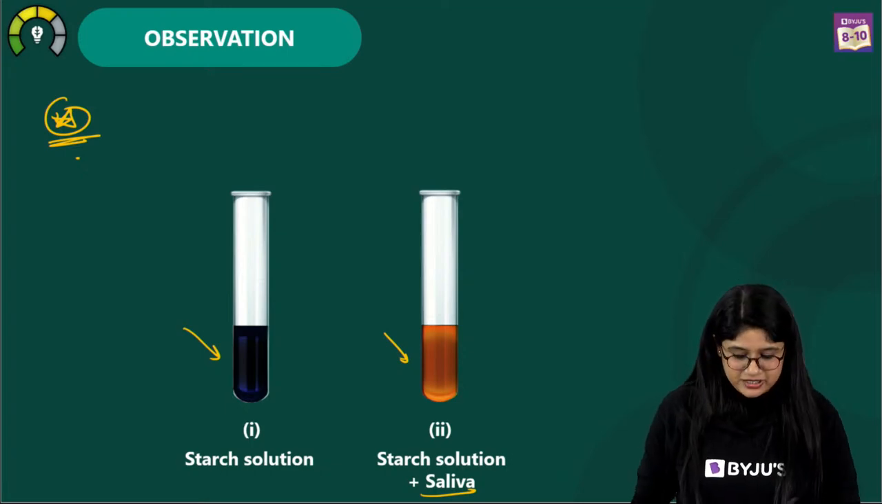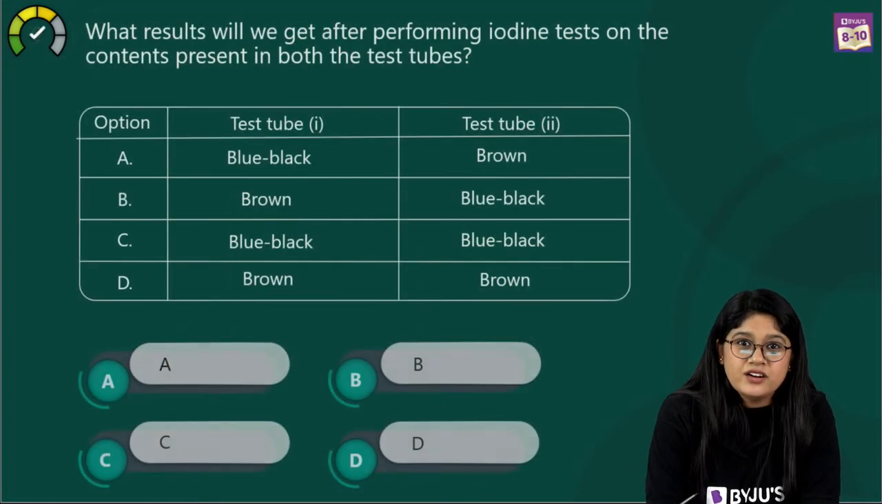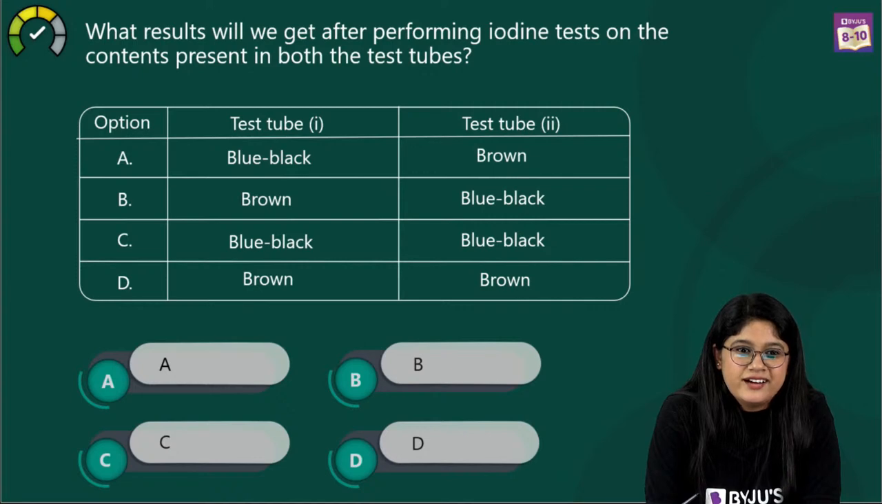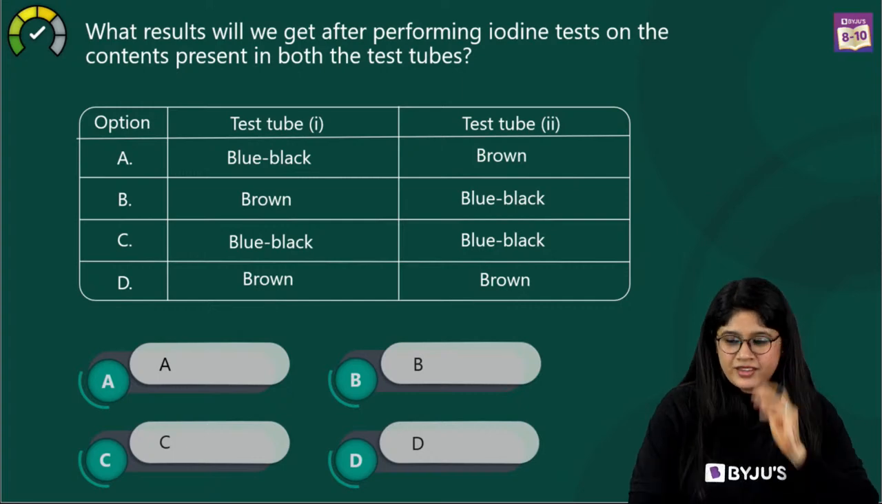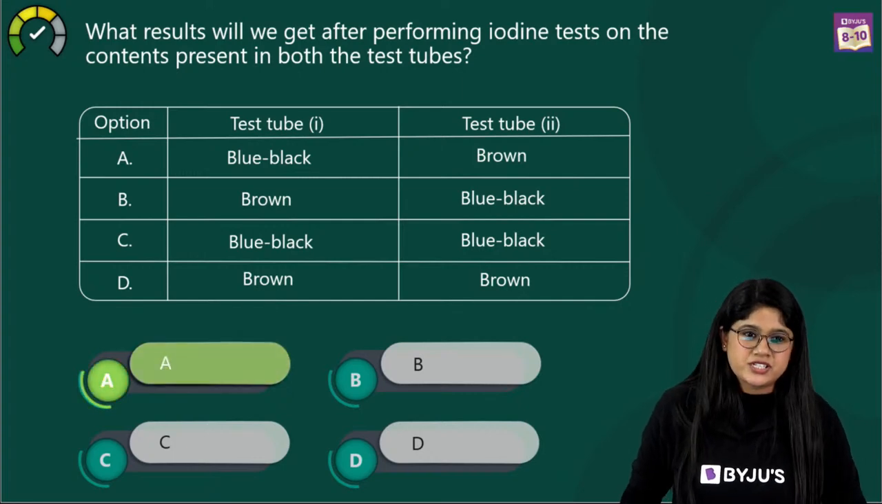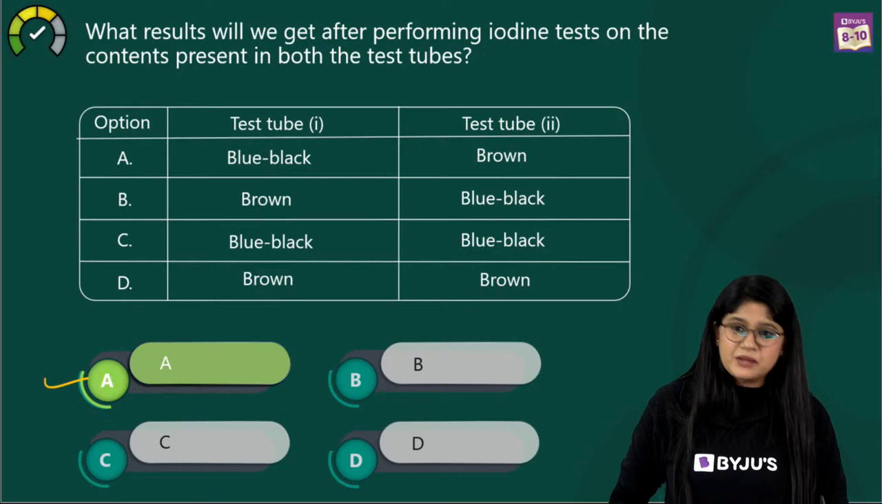So let's go back, right? Yay, we are done with it. So saliva will turn starch into maltose. Very good. Awesome. And we have the A part. Yeah, we are done with the bio part.